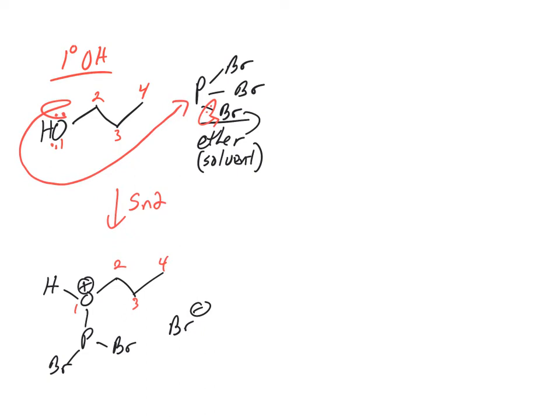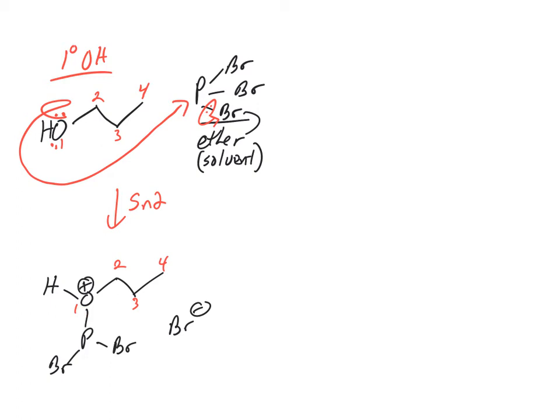Now the bromine's floating around, and you notice, just like we did with HBr, remember you protonated an alcohol, and that made it into a water, like a good leaving group there? This is the same idea. This is also a really good leaving group. The oxygen now has a plus charge. That makes this a good leaving group.